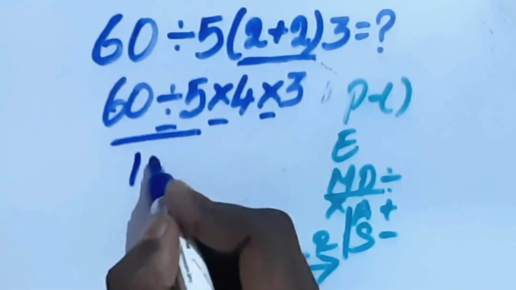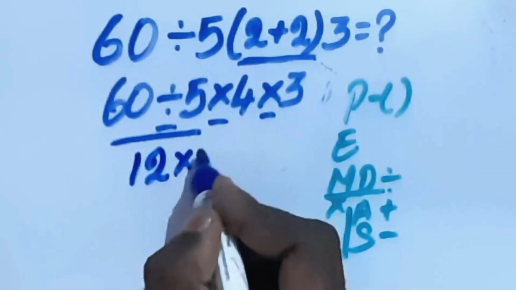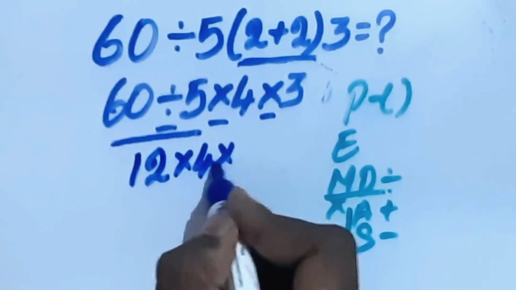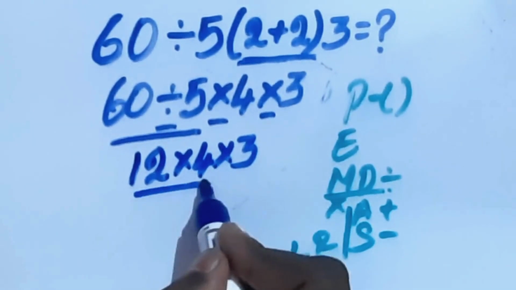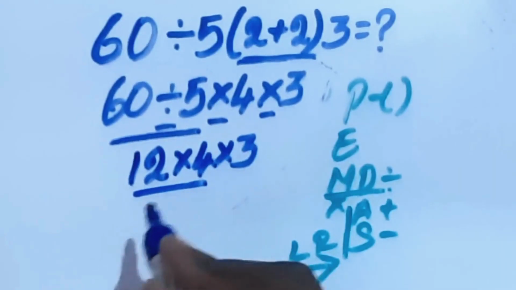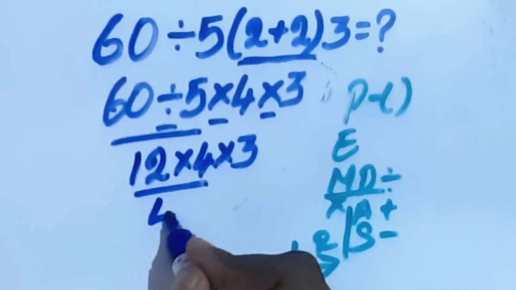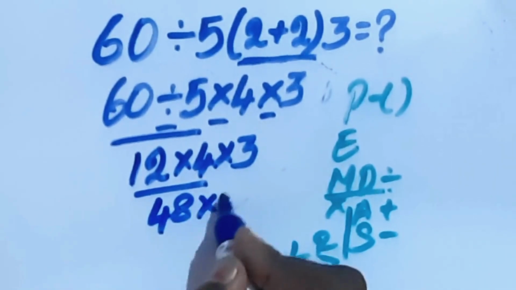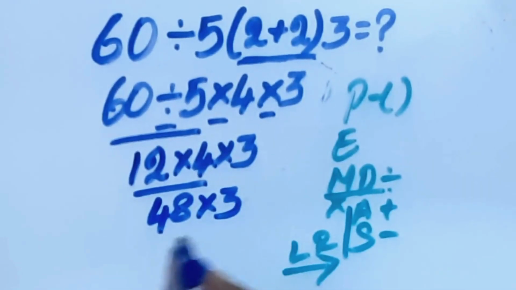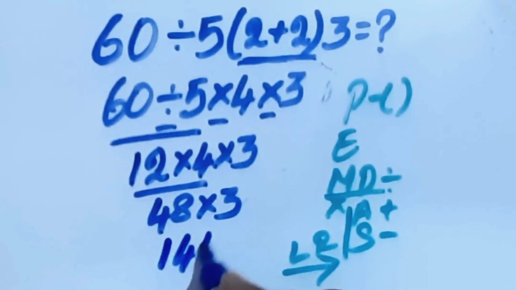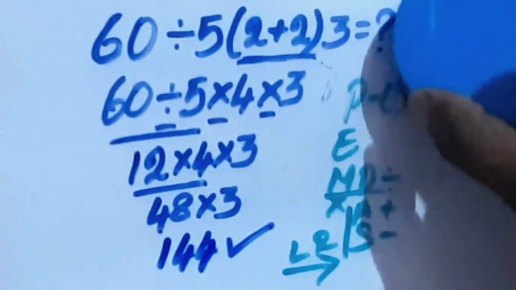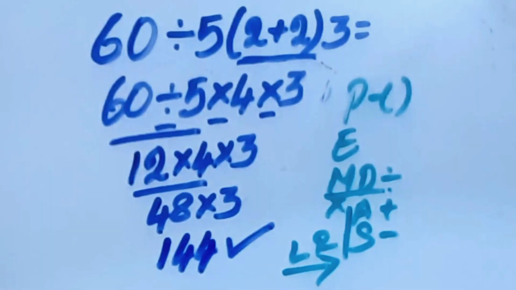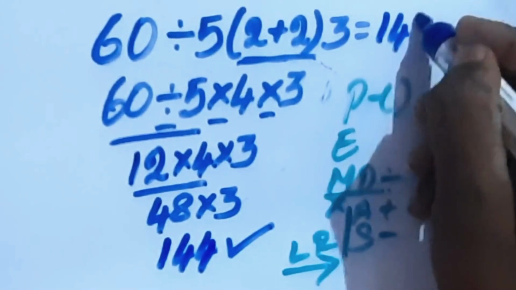This is 12 times 4 times 3. Now we have to do this left to right. So this is 48 times 3. Now 48 times 3 is 144. This is the correct answer. The correct answer is 144.